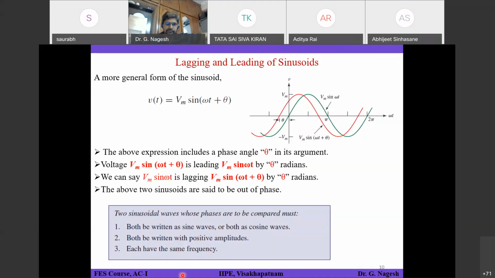So these three conditions should be satisfied. Then only you can start the comparison and say that the phase angle difference between these two waveforms is, let's say, 5. Okay. Right. So to compare, you should express both the waveforms in sine function or cosine function. Both the amplitudes should be positive. And next, both should have the same frequency. Then only you can start the comparison and find the phase difference between the two waveforms.